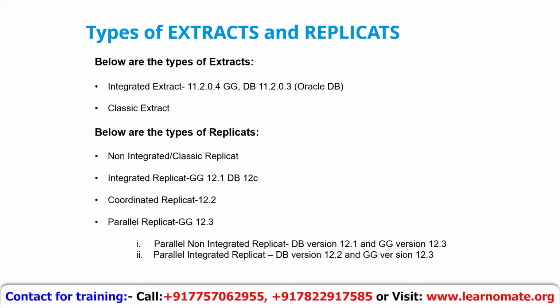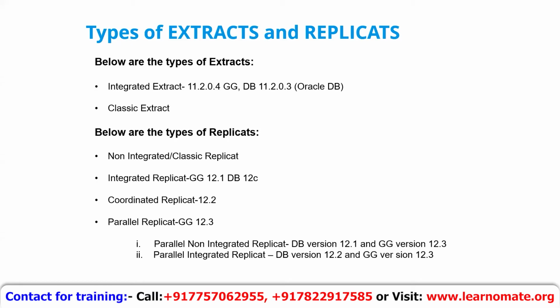Okay. In the same way, the different types of replicates available are non-integrated or classic replicate, integrated replicate, coordinated replicate, and parallel replicate, which is the latest replicate. There are two types of parallel replicate: parallel non-integrated replicate and parallel integrated replicate. The performance of parallel replicate is much faster than its predecessor replicates. When GoldenGate was introduced, there was only one type of replicate. Then different evolutions came, and the first one is known as classic replicate.